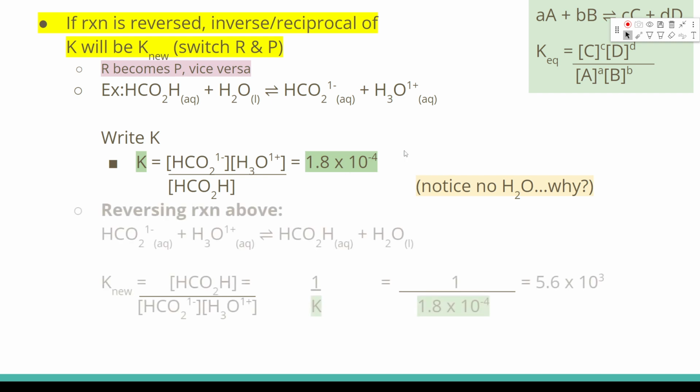If I'm reversing it, I'm taking this whole thing and flipping it, so now I have the new products and new reactants. I'm going to take that K and do the reciprocal, so the inverse, in case you don't know what reciprocal is. So 1 divided by 1.8 times 10 to the negative 4, this is where the value comes from, and then I get that. So if I'm flipping the reaction, I'm doing the inverse of the K value. That's different from Hess's law, which is why I said similar-ish.